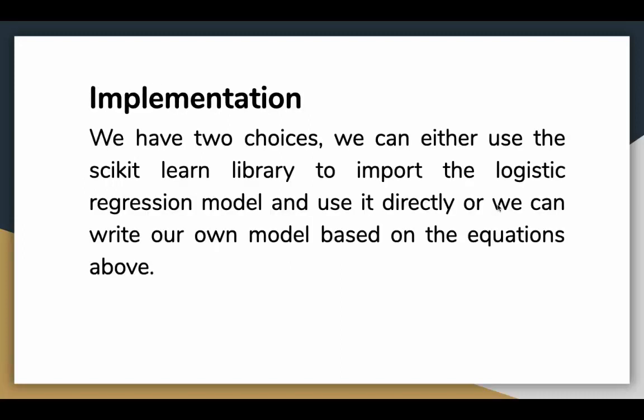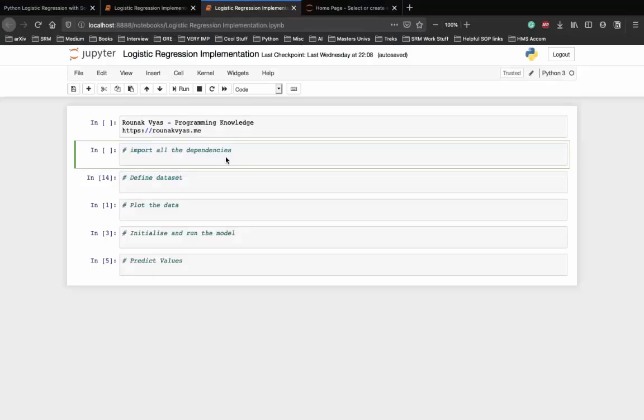Now, for the implementation, we can either use the Scikit-Learn library to import the logistic regression model and use it directly, or we can also write our own model based on the equations above. Logistic regression is amongst the most commonly known core machine learning algorithms out there, with its cousin linear regression. It has many applications in businesses, one of which is pricing optimization. In this video, we will learn how to code logistic regression in Python using the Scikit-Learn library to solve a bid pricing problem.